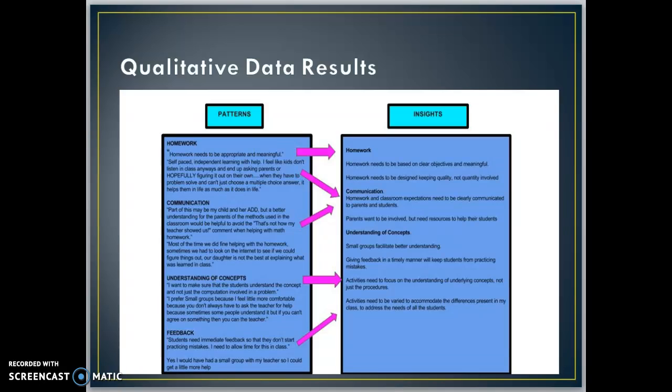Finally, the activities need to be different. They need to accommodate all the different needs and all the different interests of the children and my students. So I take these data results and then I use that to form my ideas for research.